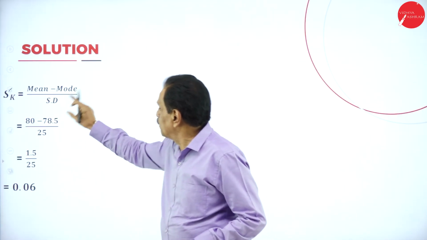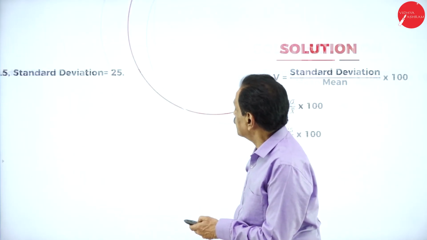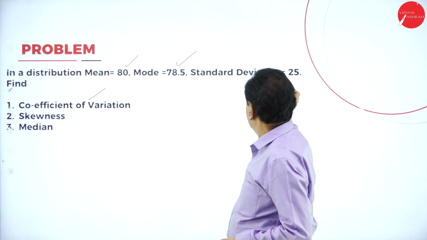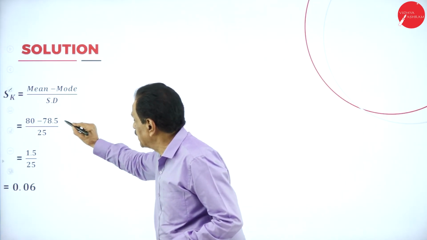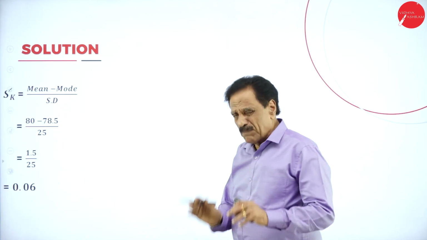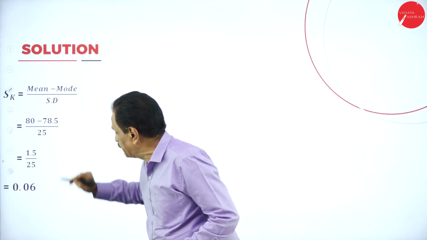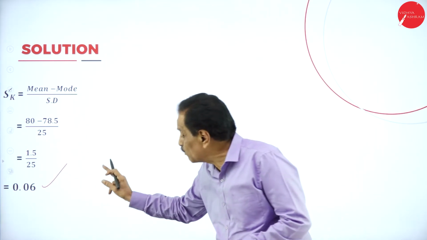Skewness: mean minus mode divided by standard deviation. See that, what's your mean? 80. Mode is 78.5 and standard deviation is 25.5. 80 minus 78.5 is 1.5 divided by 25.5. All has been given, you just have to apply it. So skewness is 0.06. Correct? Because it is less than 1.